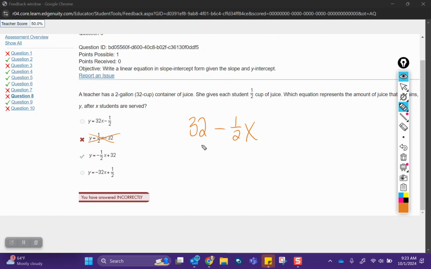Another way to rewrite this equation is not to just flip these two things around the subtraction sign, but recognize that that minus sign goes with the half, right? I'm taking away a half a cup of juice, and I had 32 cups to start with. Either one of these equations say the exact same thing, but oftentimes you'll see them rewrite it to put that slope term, the mx term, in the front.